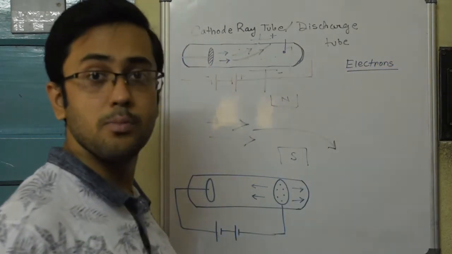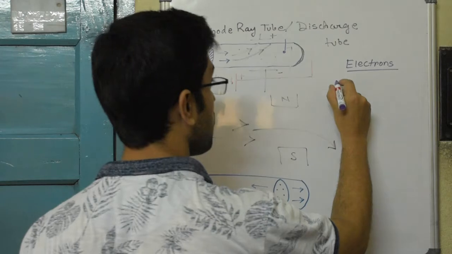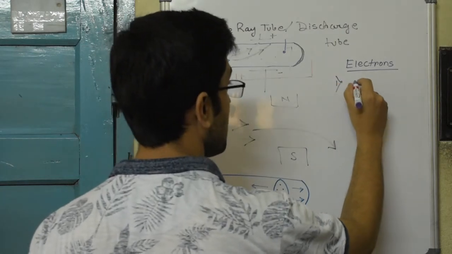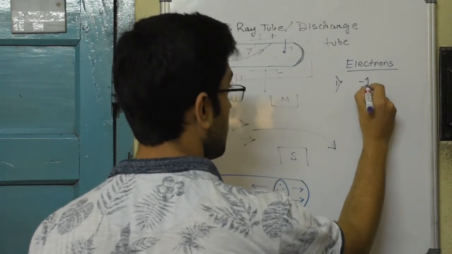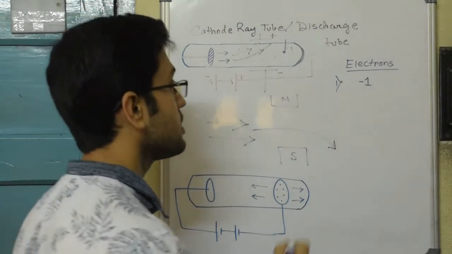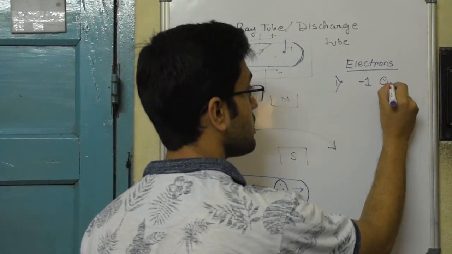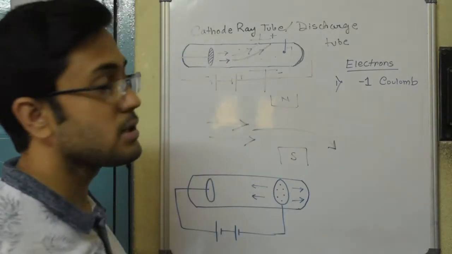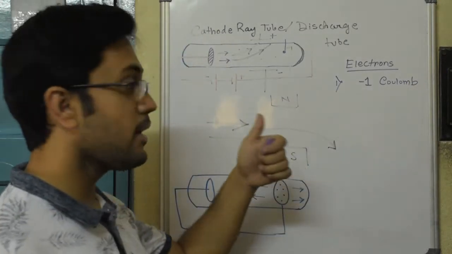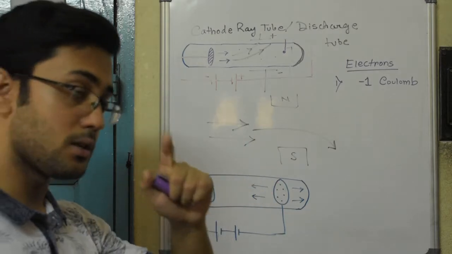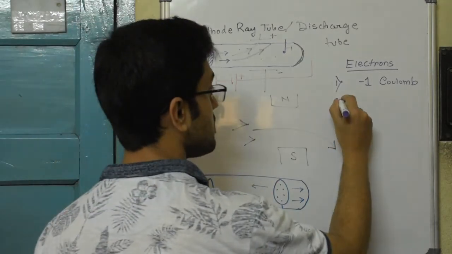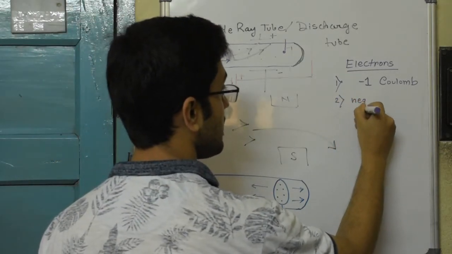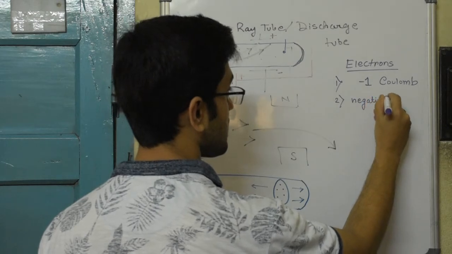So, what were the properties of the electrons? Number one, the electron has a negative charge of -1 unit. The unit is coulomb. So this is the charge of an electron. The minus sign signifies it has a negative charge, and 1 unit charge. Number two, the electron is a negatively charged particle.